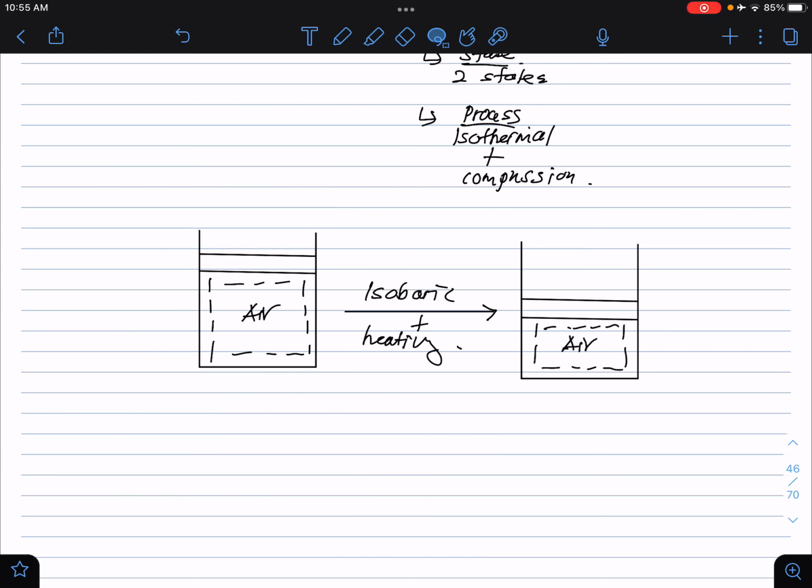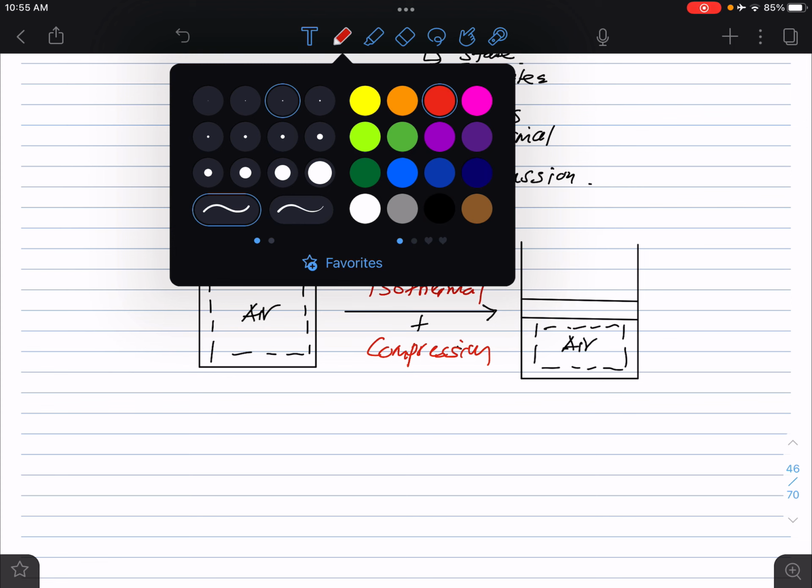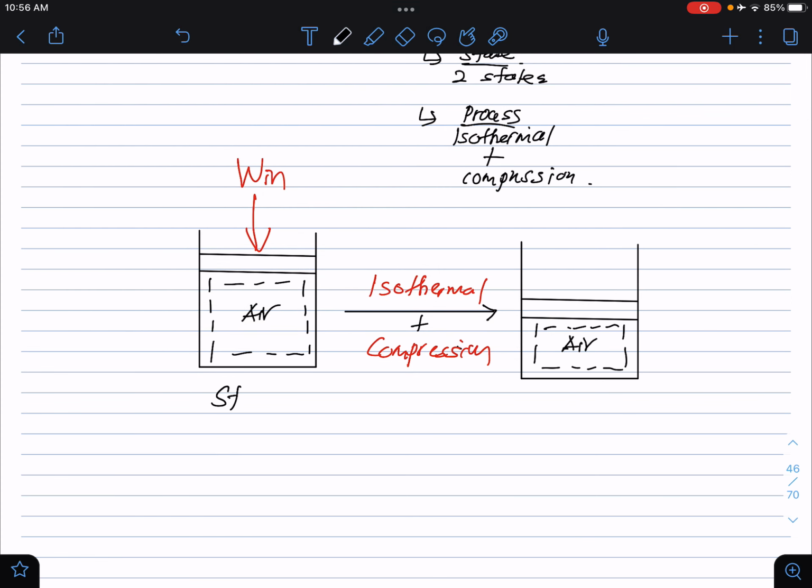Okay, so since this is a compression process, I will highlight with red color here. Compression is a work input. So the process here I state as isothermal with a compression. Alright, so now put your state 1 properties and state 2 properties as mentioned in the question.